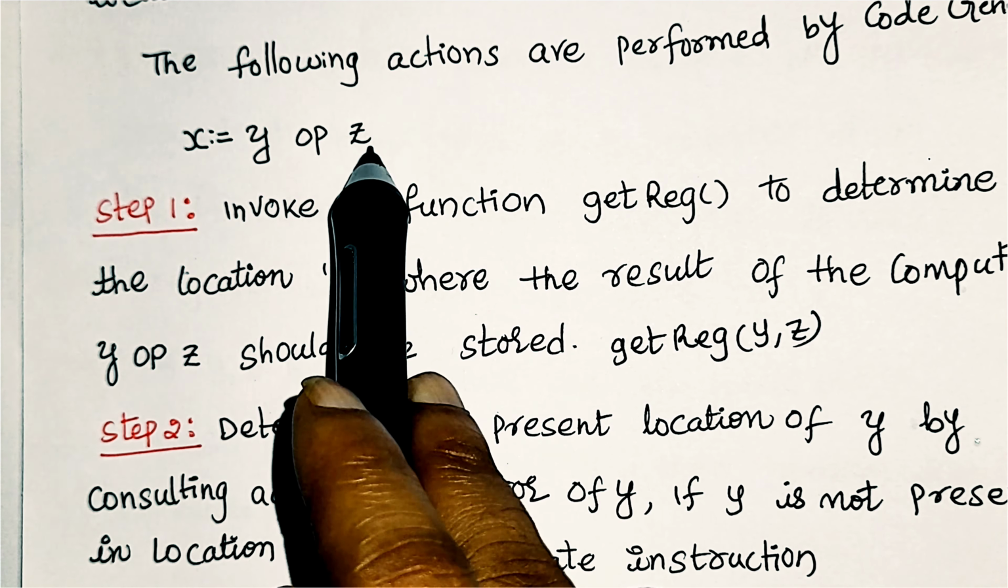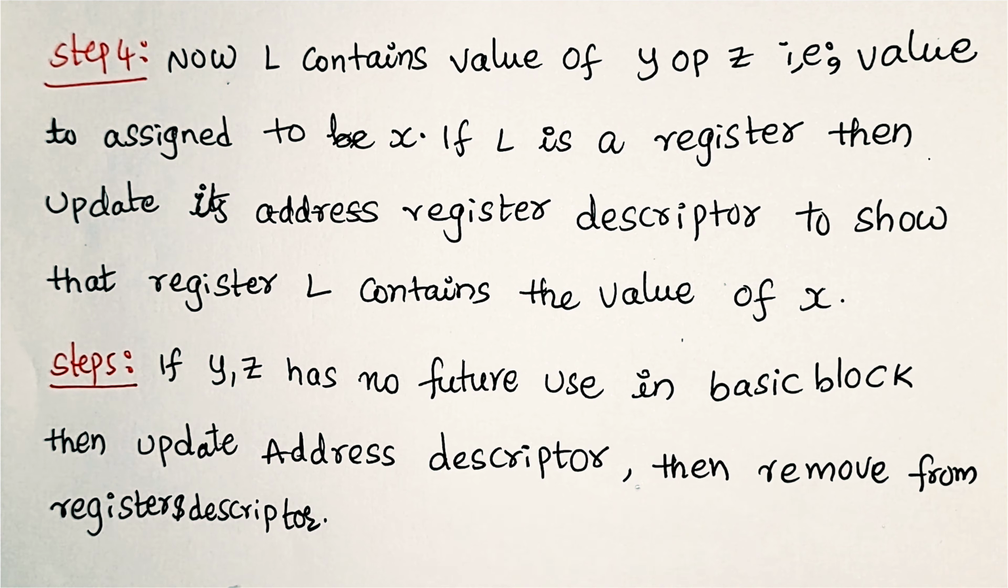So after completion of working with y op z, once the y and z values are used and completed, what you have to do is remove them from the register descriptor. If y and z have no future use, I don't want to use y and z in future, then we need to update the address descriptor and remove them from the register descriptor, friends.